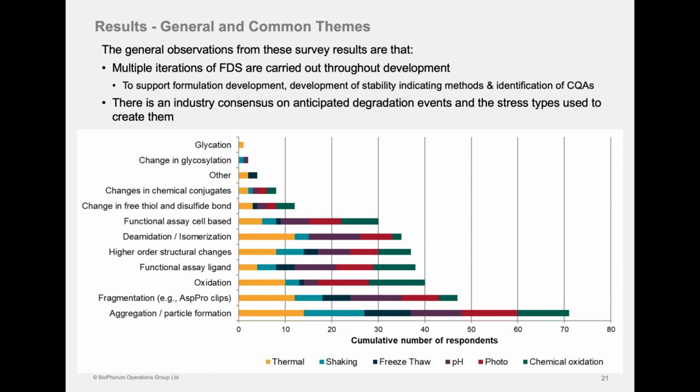Now, there was a consensus on the anticipated degradation events and the stress types which induce them. I don't have sufficient time to go through all the information that we learned from this in detail, but on the chart shown here, what we have are specific types of degradation that might occur and the forced degradation conditions that are known to induce them. You can see that aggregation is easily the most common route of degradation and can be induced by a number of conditions. Next most common was fragmentation, followed by oxidation, and then others. Next slide, please.